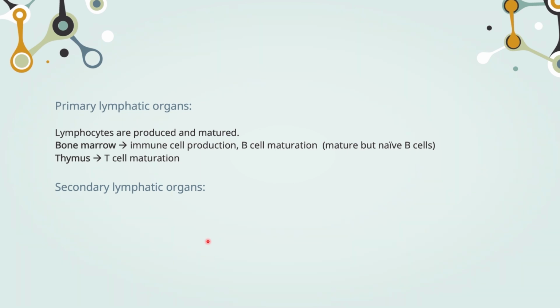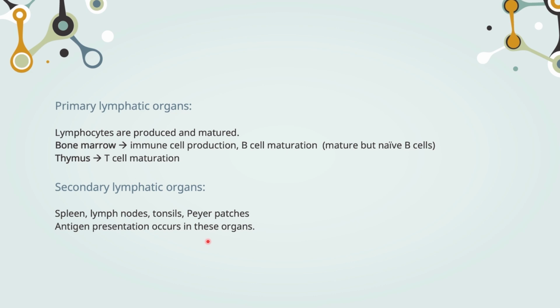So let's look at some of the most important secondary lymphatic organs. They are spleen, lymph nodes, tonsils, and Peyer's patches. So these are the most important ones. Antigen presentation occurs via antigen presenting cells. For example, let's say antigen presenting cells capture an antigen in the skin. Via the draining lymphatics, these antigen presenting cells come to the lymph node and present this antigen to the B cells and T cells. Then the mature naive cells divide into effector cells.